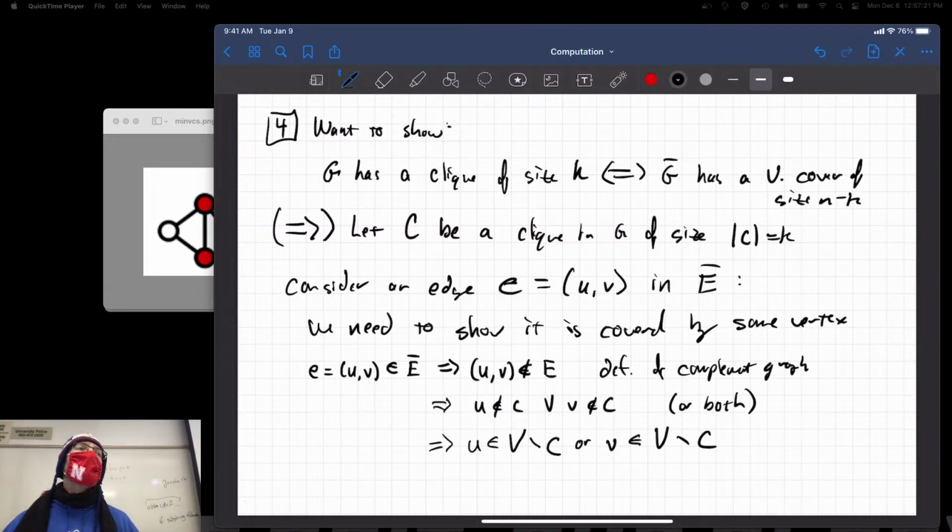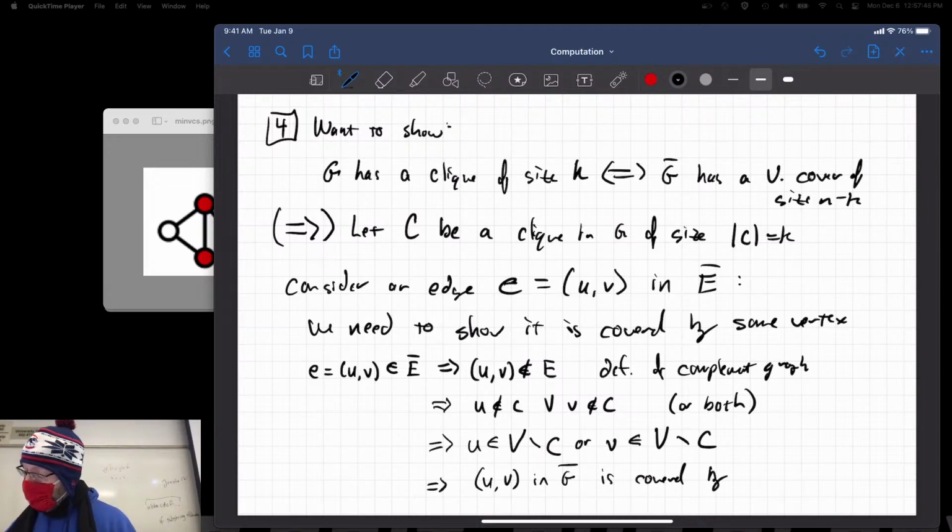Unfortunately, with handwritten stuff, you do have to be careful. We have so many things that look like V's. That's why you run out of symbols eventually. That's why they use Greek, right? Okay. So this implies that (U, V) in G complement is covered by V minus C. Right, this set over here.